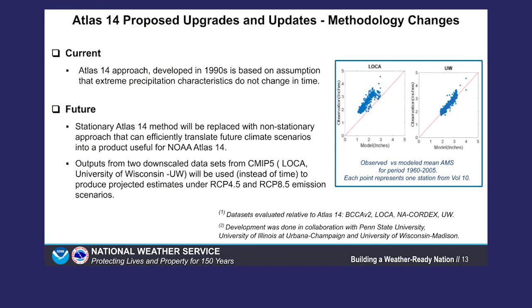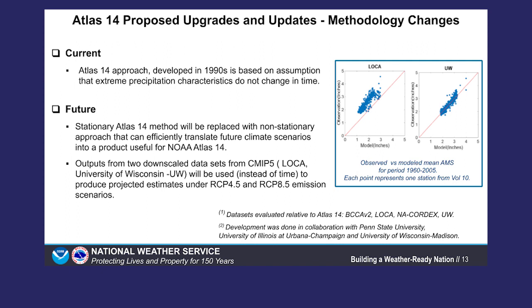What are the areas that need improvement? The first one is methodology. The current Atlas 14 approach was developed in the 1990s with improvements in later volumes. One of its assumptions is that the extreme precipitation characteristics are stationary. That assumption is questionable in the presence of non-stationary climate.